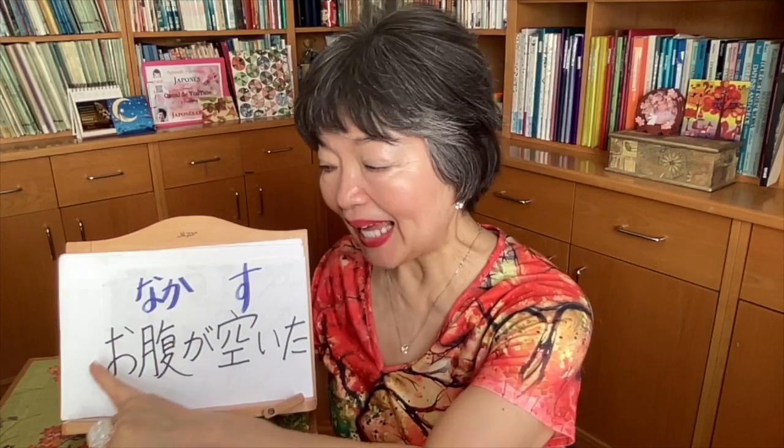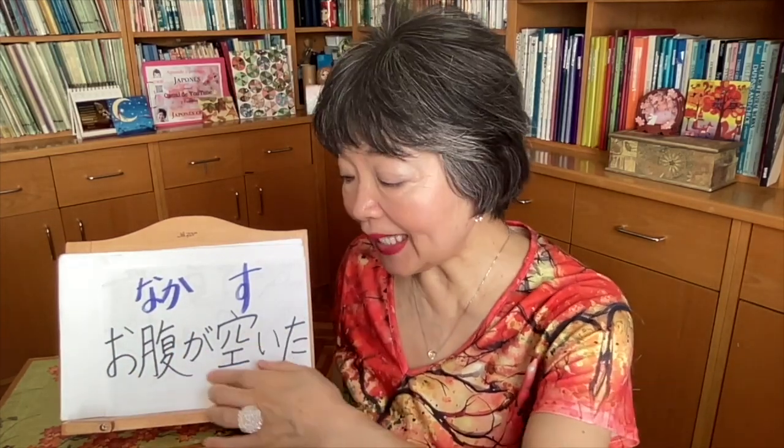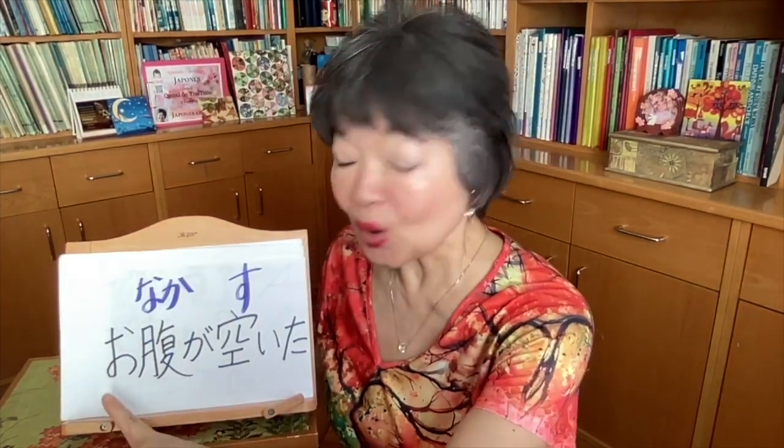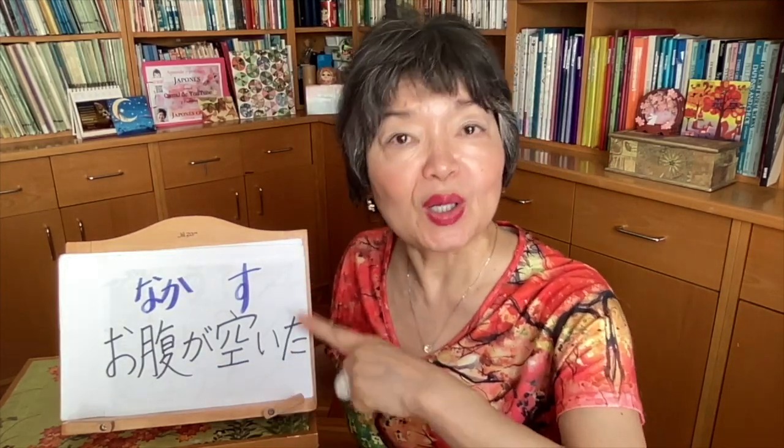This expression, お腹が空いた, means I'm hungry. Because お腹 means tummy. And 空いた means to get emptied. Empty. So my tummy got empty. It means I'm hungry or I'm starving. お腹が空いた, and we usually use 空いた just as in the past.